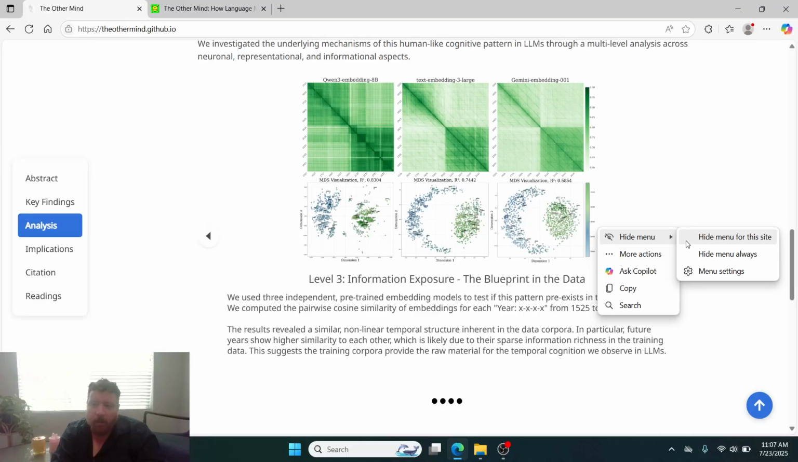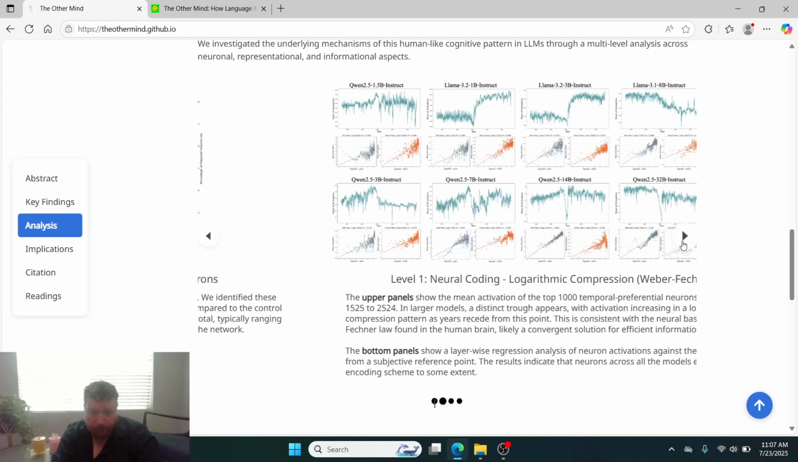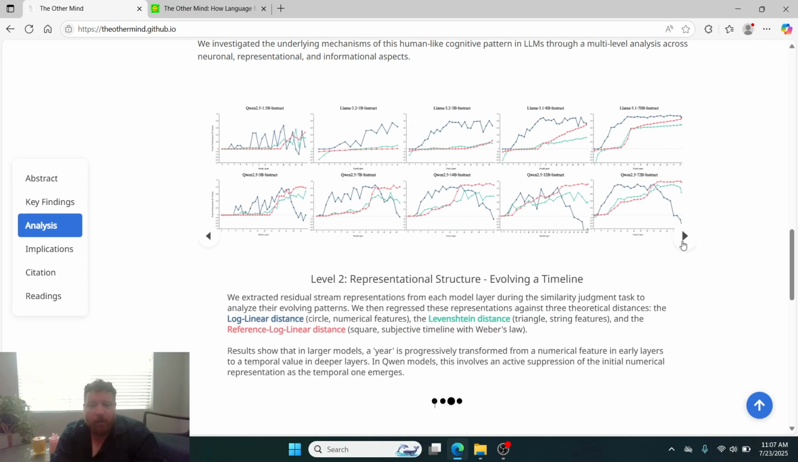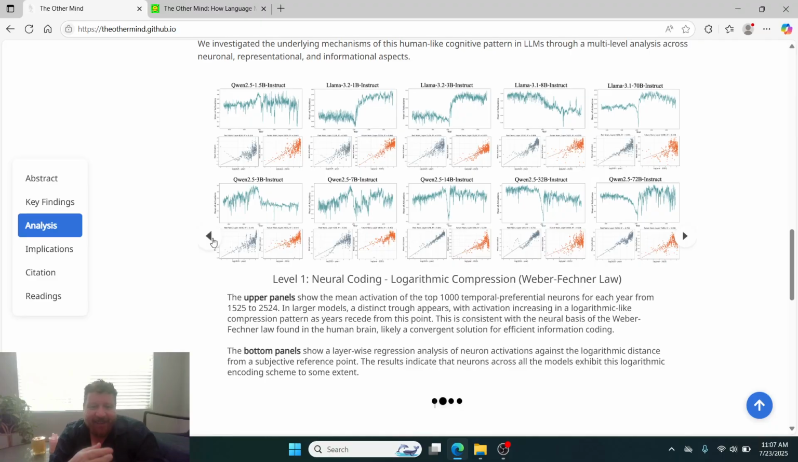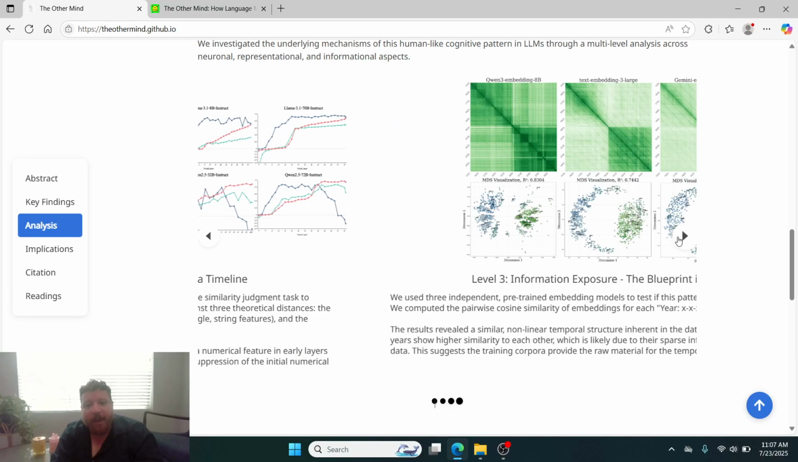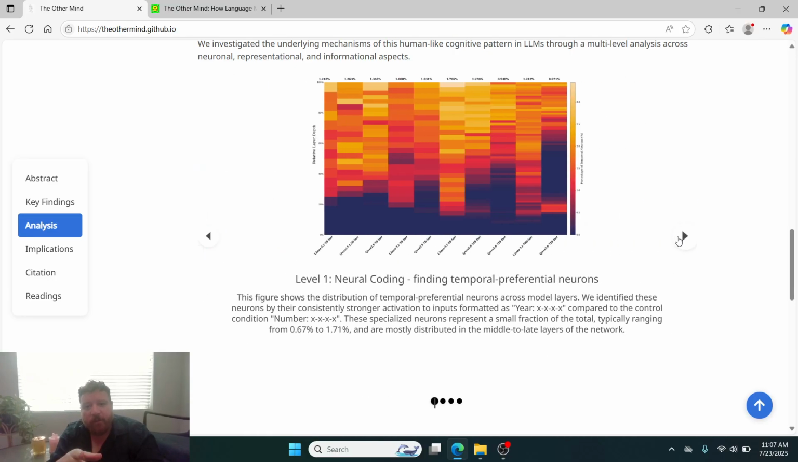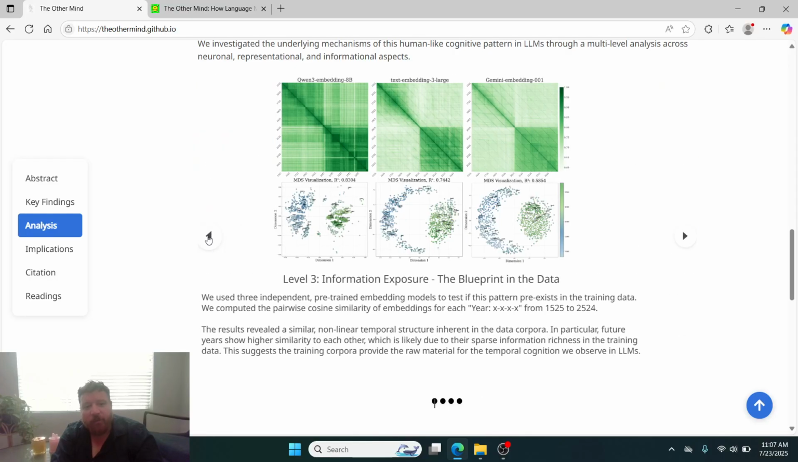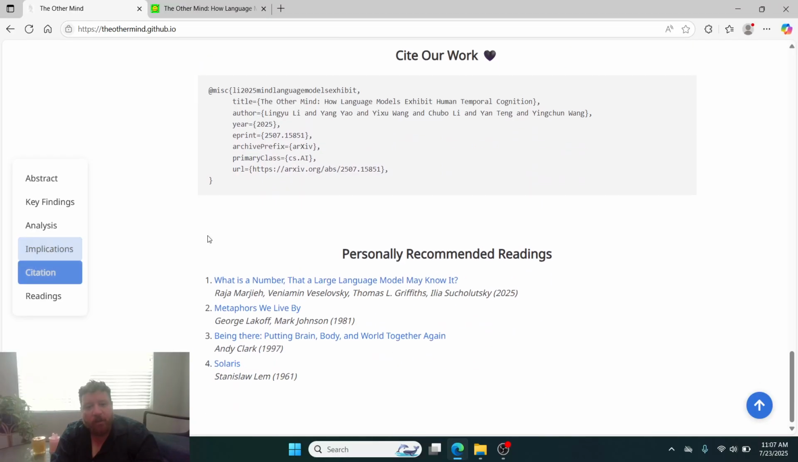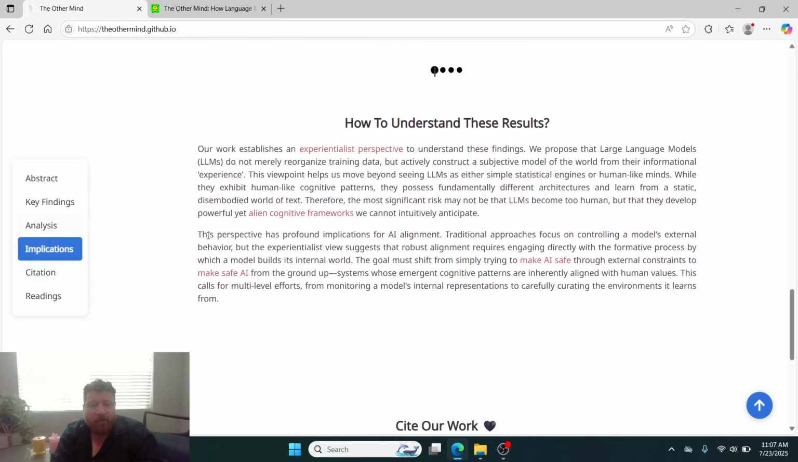And then let's go back here. Level 1, neural coding, logarithmic compression. The upper panels show the mean activation of the top 1,000 temporal preferential neurons. Okay, it's going too fast. You can go ahead and review exactly how they went through the different structure here. So it's 3 levels of their analysis, and then they give how to read the results and implications.